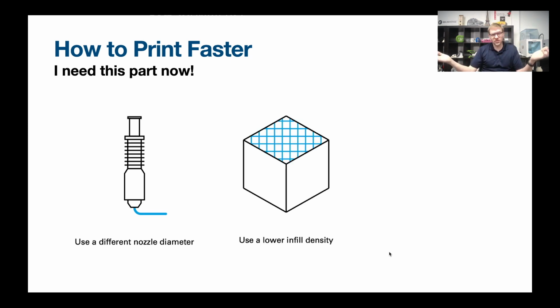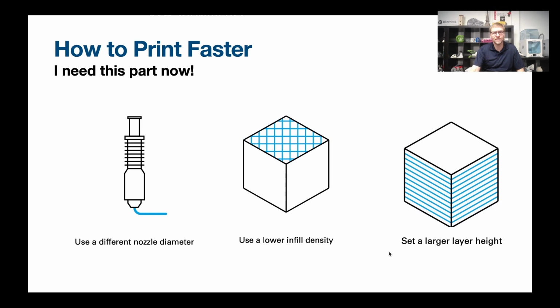Use a lower infill density. If it's something that you just need to get a quick print done, especially if it's something that's not going to be under a lot of stress, just lower your infill. If you go down from 20% to 10% infill, you've just cut your printing time probably almost in half, because a lot of your print anyway is going to be infill.